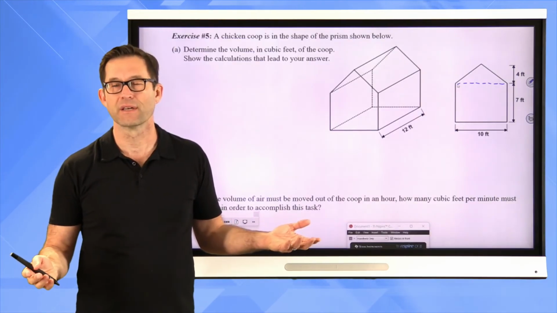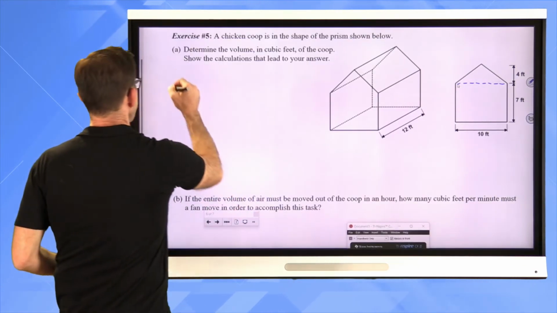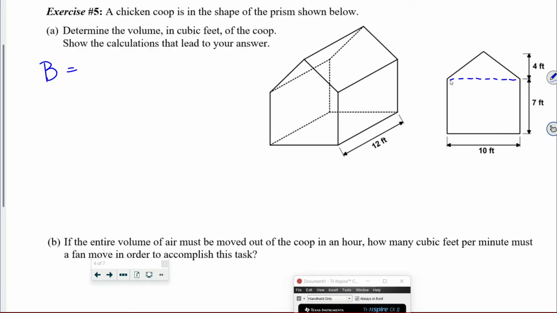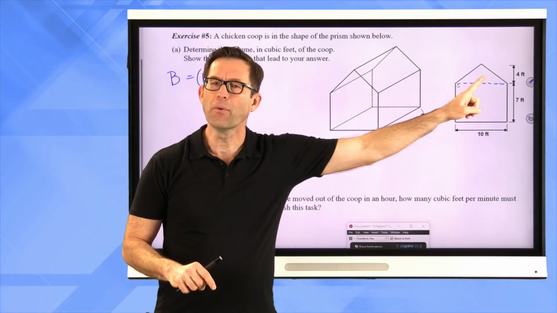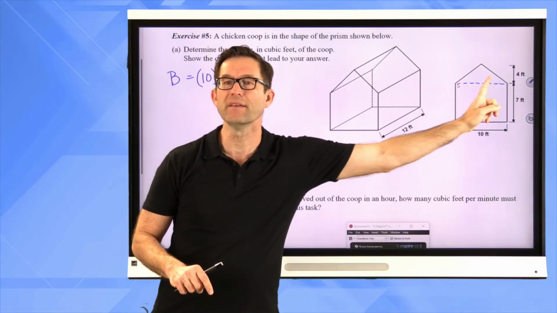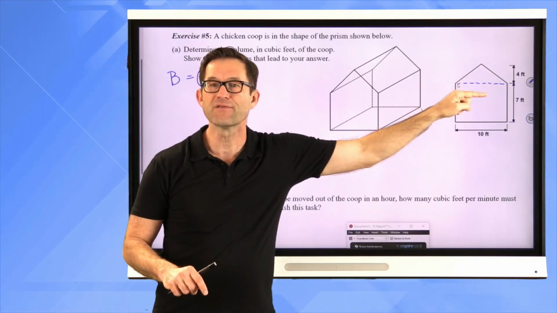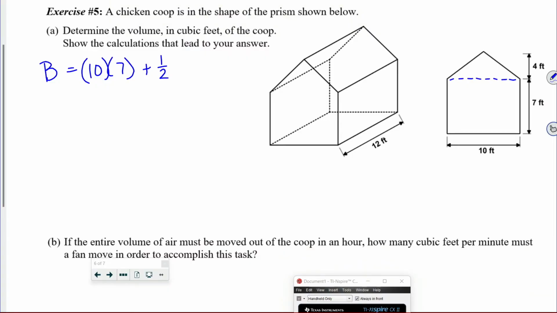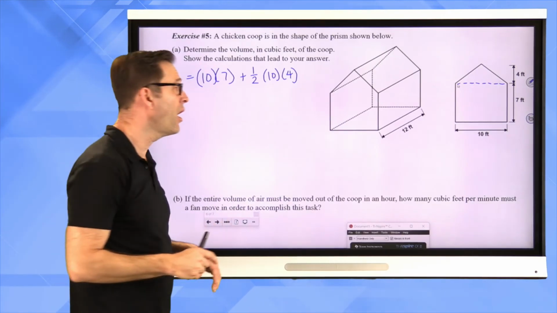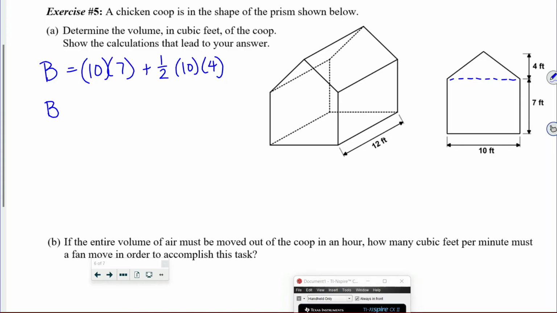Now the rectangle is going to be really easy. So the rectangle is going to have an area of 10 feet times 7 feet. Yep, that's right. So that's going to be 70 square feet, but we'll wait for it right now. The upper portion, of course, is a triangle whose base is 10 feet and whose height is 4 feet. So the upper portion will have an area of 1/2 base times height. And all of that will then give me the area of that cross section. Let me figure that out real quick.